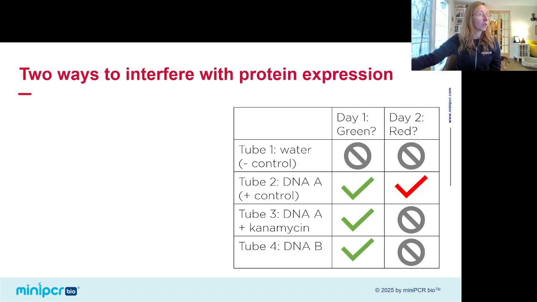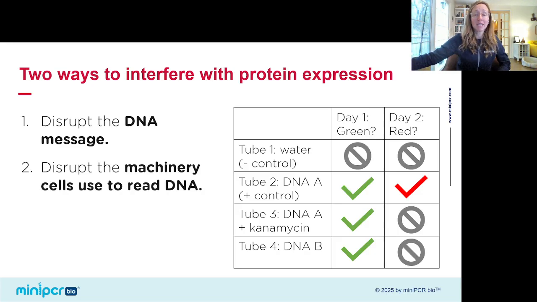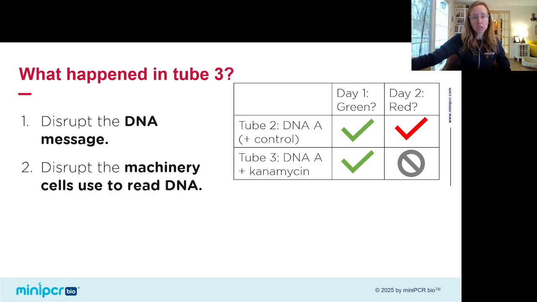So in general, there are 2 ways to interfere with protein expression. One possibility is that the DNA message has been disrupted. So if we garble the DNA message, we put a typo in the DNA message, we will impact the resulting protein. Alternatively, it might be that the message stays the same. The message is just fine, but the machinery that cells are using to read that message has been broken in some way. So I wonder if we can determine which of these possibilities is at play in tubes 3 and 4. So let's focus first just on tube 3.